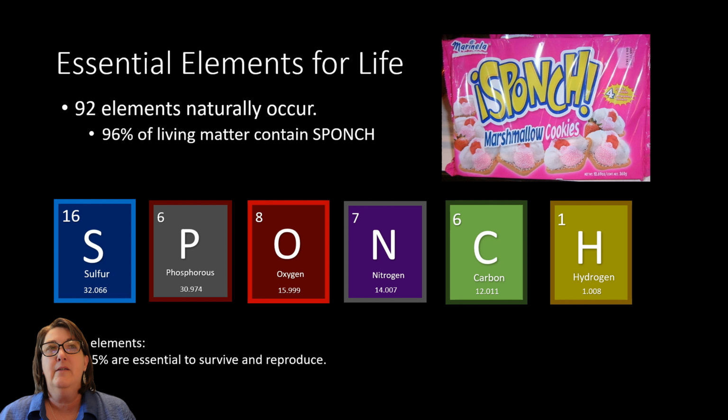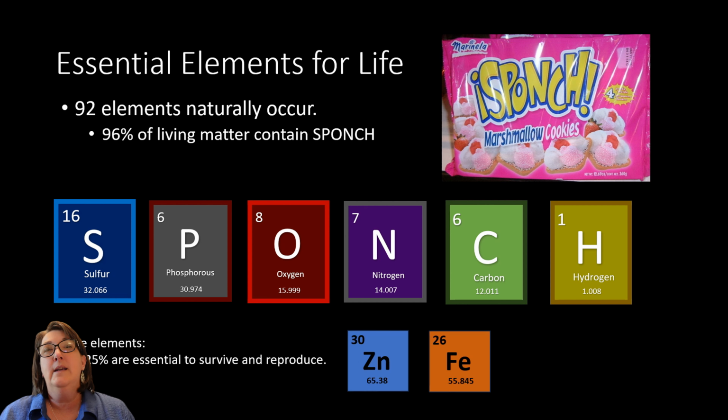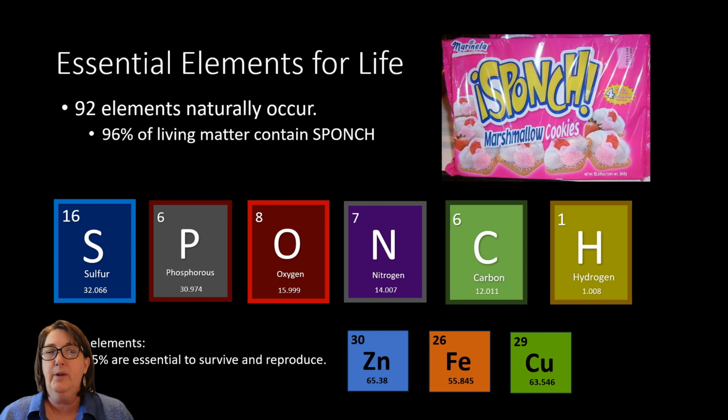Trace elements are going to be 20 to 25%. We also need other ones to survive. Examples for that would be zinc. We need iron, we need copper. Those are good for blood and the immune system, for living organisms to be able to produce those.